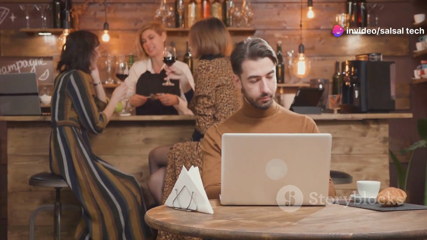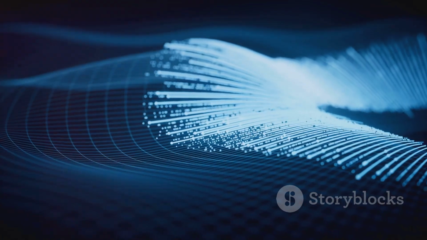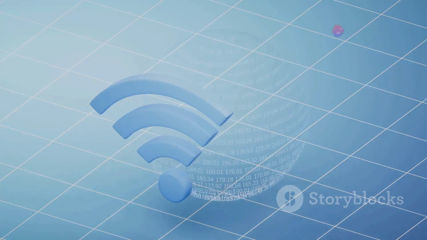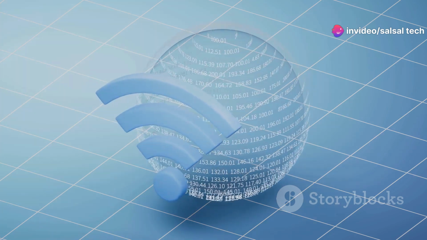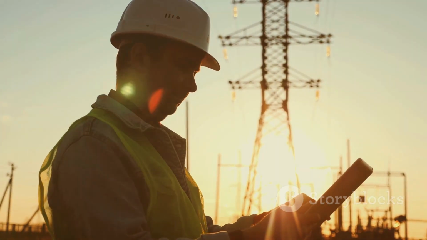We live in a world increasingly reliant on wireless connectivity. From our smartphones to laptops, we depend on invisible waves carrying data at lightning speeds. These waves, forming our wireless networks, are the backbone of our digital lives. But have you ever stopped to think about how these networks are built and optimized?